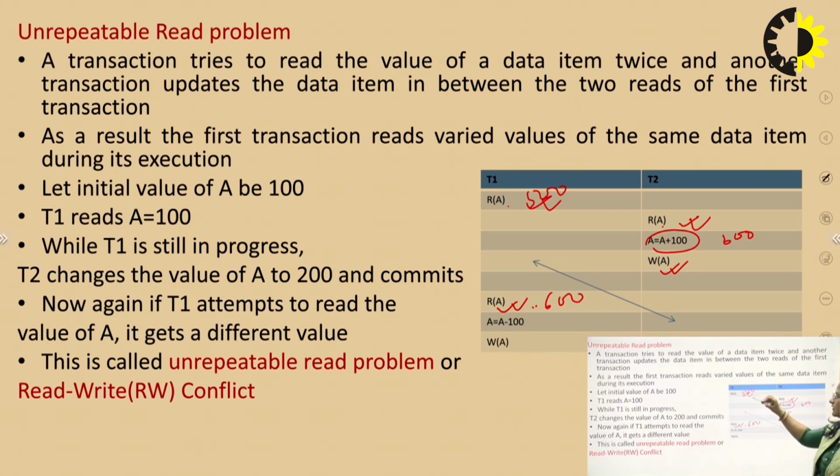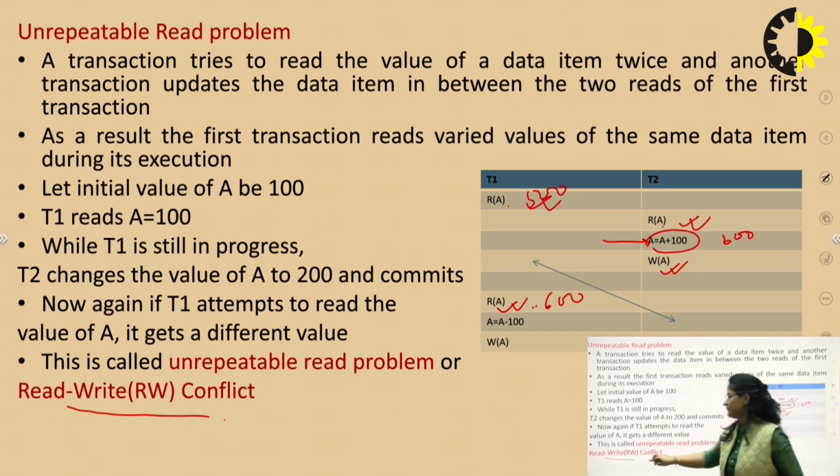We can see that between the two read operations there is a write operation by T2, which can create a problem. That is what we call the unrepeatable read problem. As a result, the first transaction reads a different value of the same data item during its execution. We also see it as a read-write conflict.